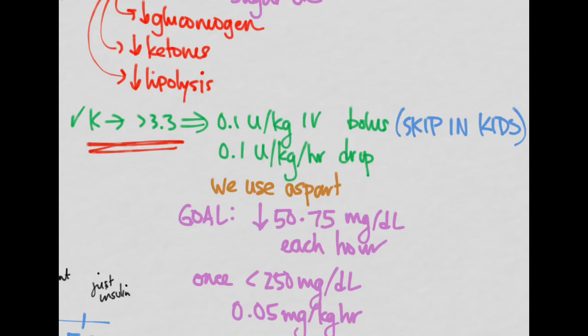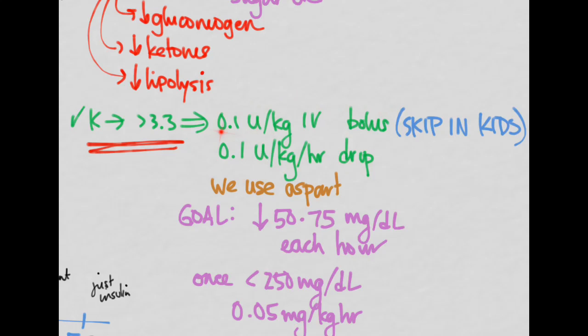And the common teaching was that you're going to use an IV drip. And you could start with a bolus, 0.1 units per kg bolus, and then you could give 0.1 units per kg per hour as a drip. Some people say don't give the bolus. I don't personally give the bolus. And you definitely want to skip this in kids. But this is one option, is to give a bolus, and another option is just to go with a drip.